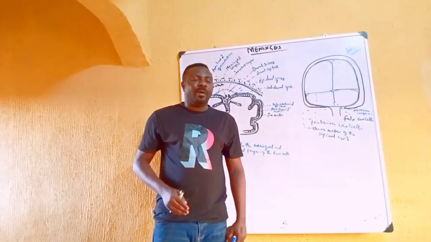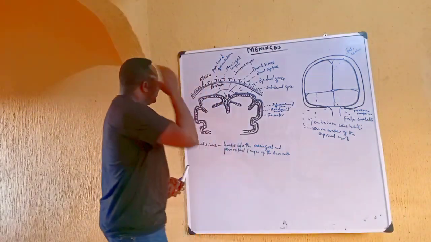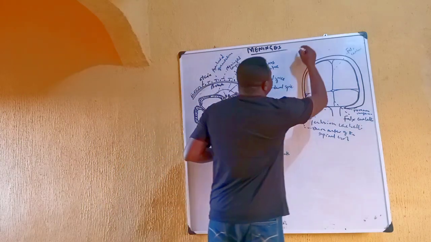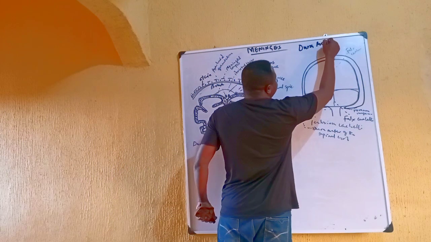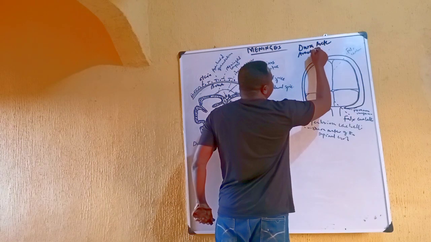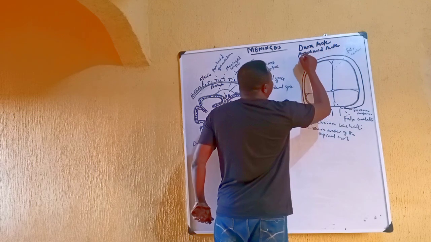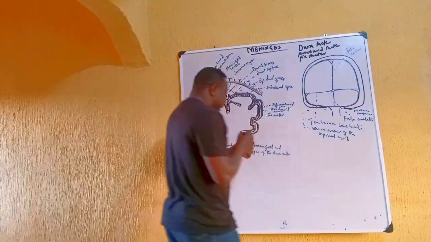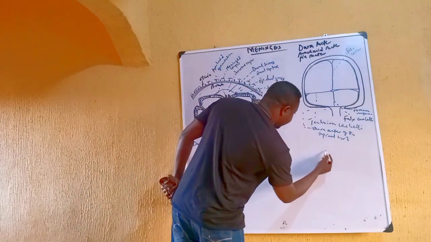Today we are going to talk about the meningeal layer of the brain. Now, the meningeal layers of the brain consist of the dura mater, the arachnoid mater, and the pia mater. Now, let me draw a structure of the brain.